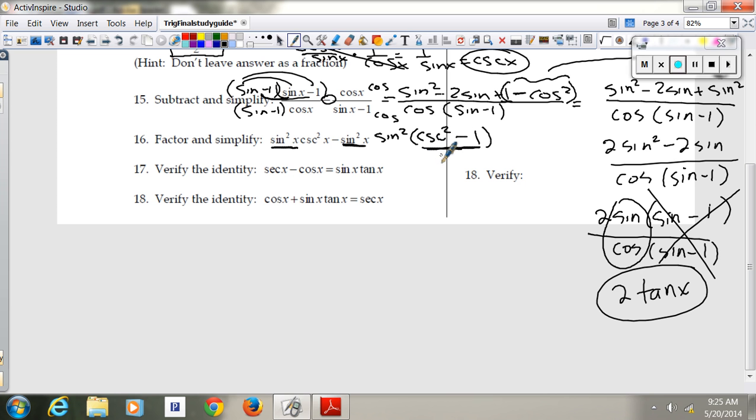This right here, you'll come out as cotangent squared. As you get more familiar with them, you'll notice that this cosecant squared minus 1 would be a cotangent squared. And then you bring down your sine squared. Cotangent squared is cosine squared over sine squared. And you bring down the sine squared. So these will cancel out the sine squared, and all you're going to have left is cosine squared. So your answer to number 16 is just cosine squared. That's all you get. When you put them together, simplify it, you get cosine squared. Yes?